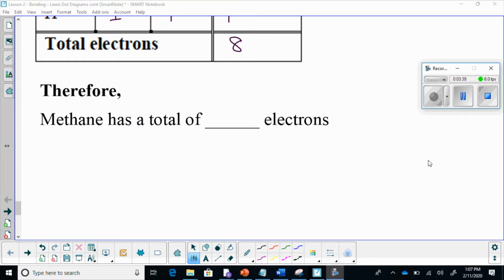Therefore, methane has a total of 8 valence electrons.